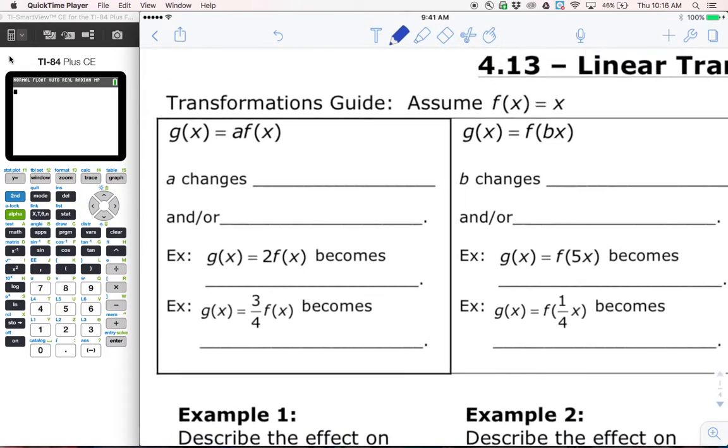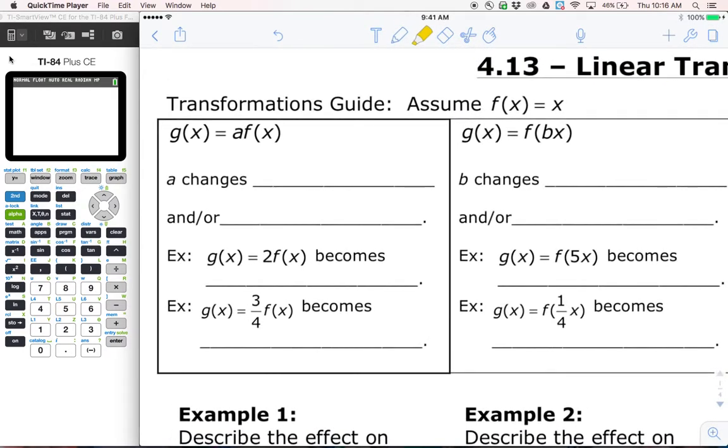In all of the examples that we're going to be talking about today, we are assuming that when we see f of x, the equation is f of x is just equal to x, right? This is our parent function. It's like saying y is equal to x. So let's go ahead and look at this first box on the left.